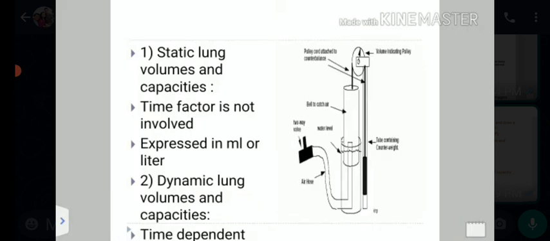Now, these lung volumes and capacities are divided in two types: static lung volumes and capacities and dynamic lung volumes and capacities. Static lung volumes and capacities are those in which time factor is not involved, so they are expressed in milliliter or liter. Whereas dynamic lung volumes and capacities are time dependent and therefore they are expressed in milliliter per minute or liter per minute.